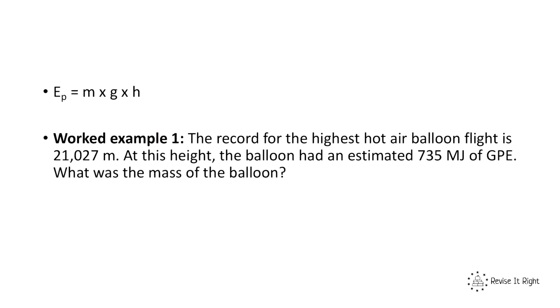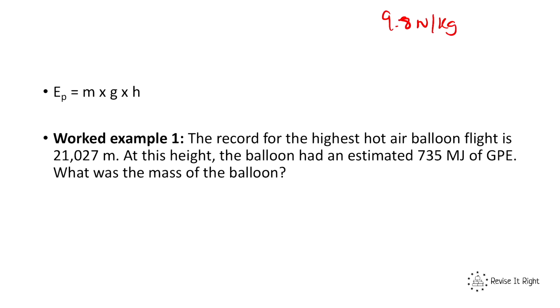Gravitational potential energy is the energy an object has due to it being raised above the ground. The greater the height of an object above the ground, the greater the gravitational potential energy it would have. The stronger the gravitational field strength, again, the greater the gravitational potential energy. On Earth, the gravitational field strength is 9.8 newtons per kilogram. So here is the equation for gravitational potential energy.